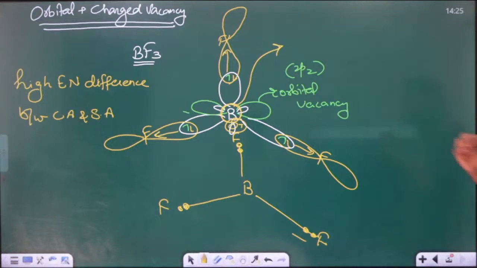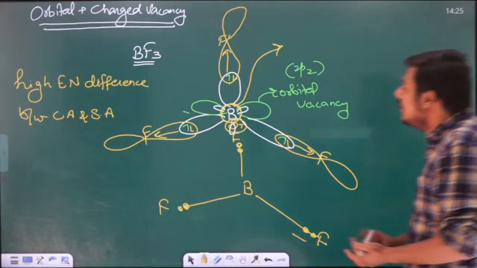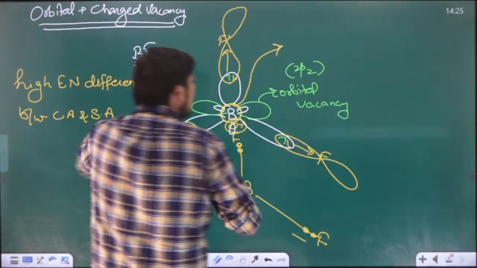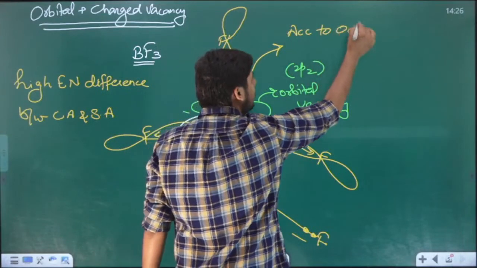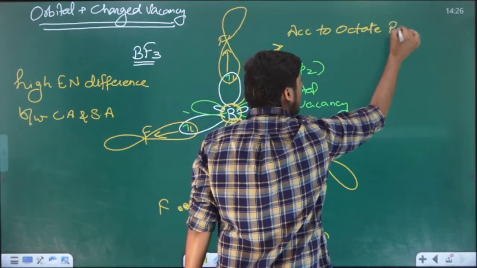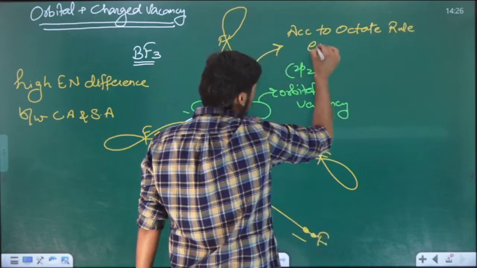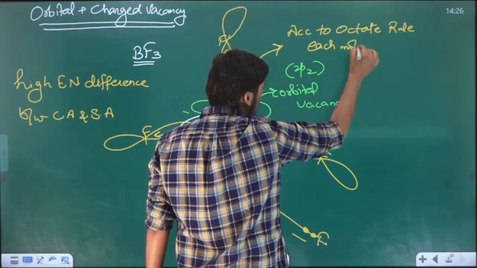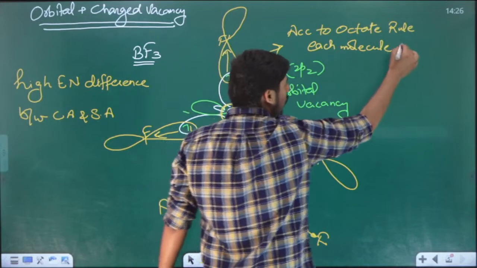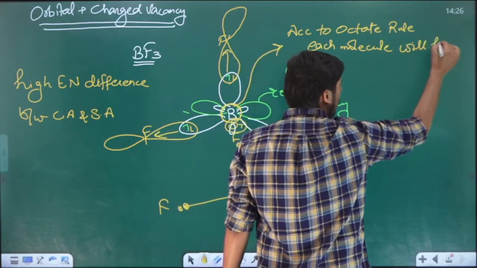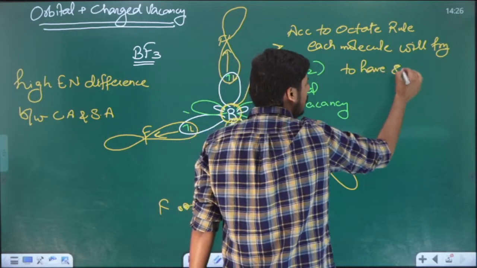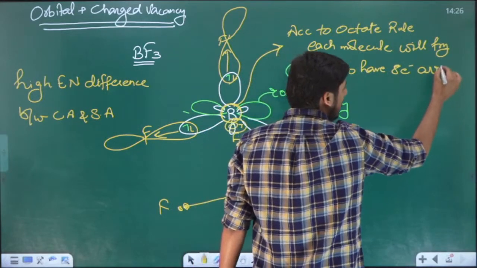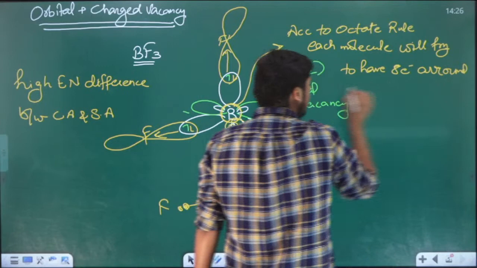So in this type of molecule, according to Lewis theory, I will continue my point. I will say that according to the octet rule, each molecule will try to have 8 electrons around every atom involved.